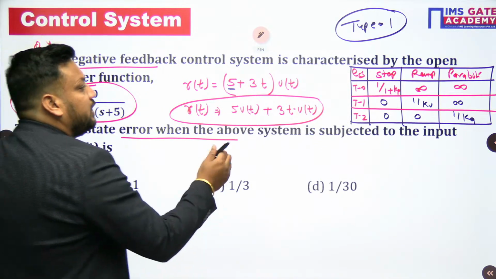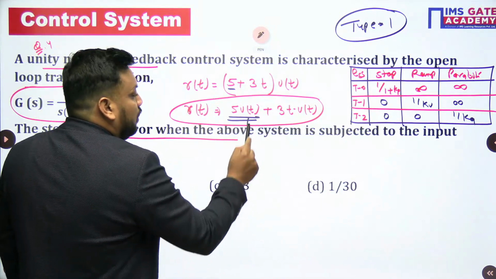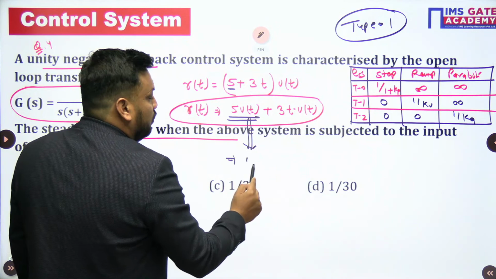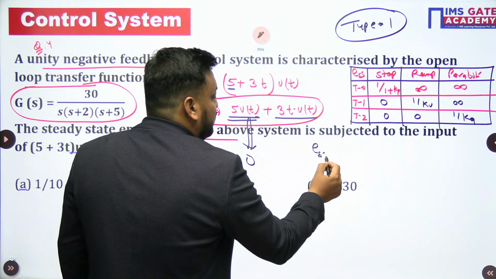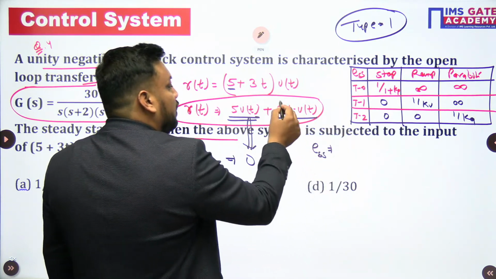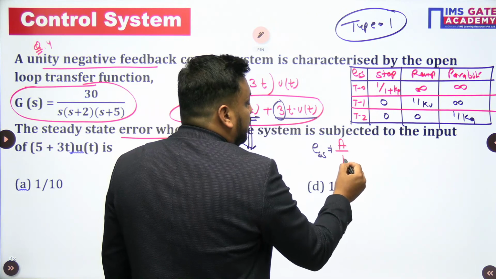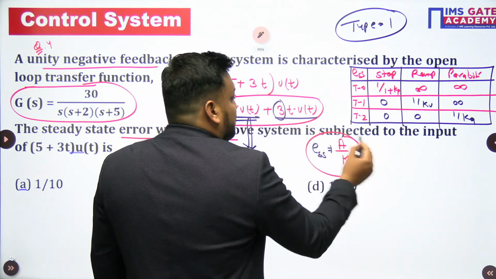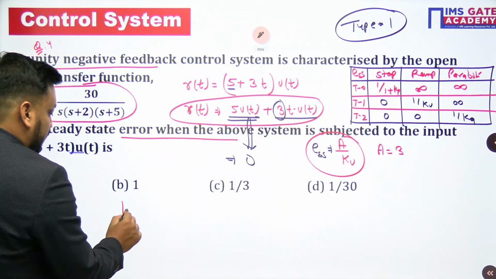So you will say that, sir, because this system is type 1, the step input contribution in the error will be 0 only. And as far as ramp input is concerned, steady state error will be 1 upon Kv, but if there is any magnitude of the ramp, then it will actually be A upon Kv. So what is the A value here? For this question, the A value is 3 actually.